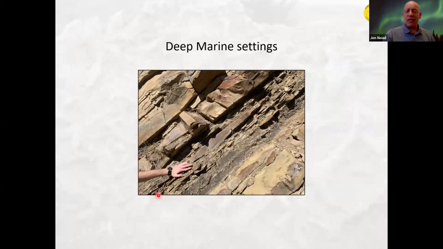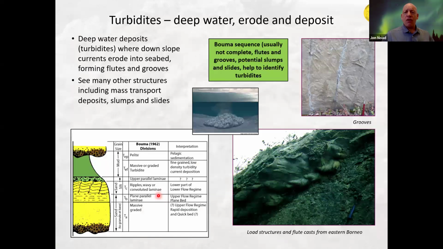So we're going to finish off by looking at deep water settings. The most famous deep water deposits are turbidites. These are where downslope currents erode into the seabed. So they basically start off by eroding. These are erosive structures here, which are these grooves, caused by bits of sediment being dragged across the seabed by these turbidite currents.